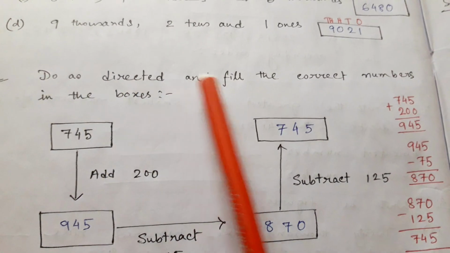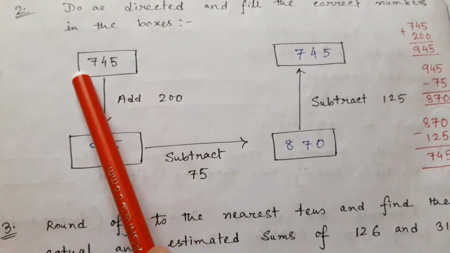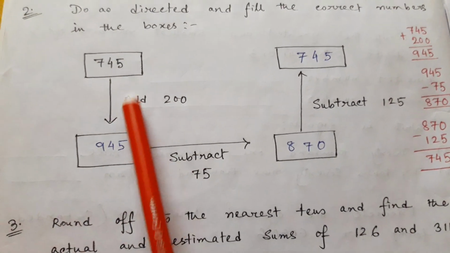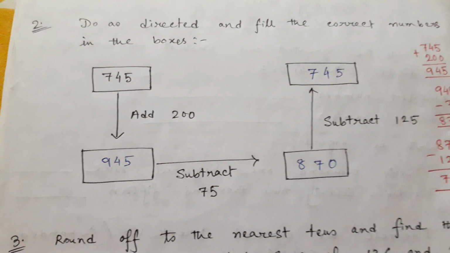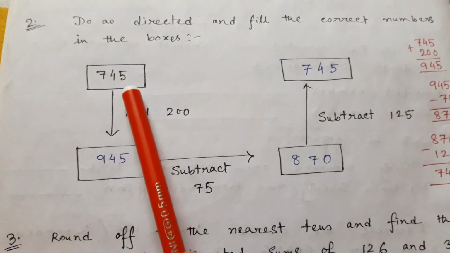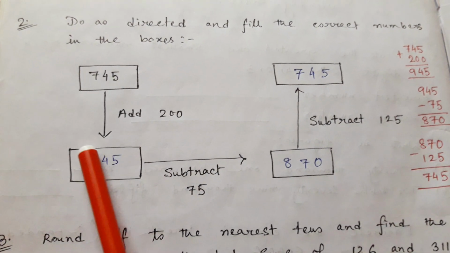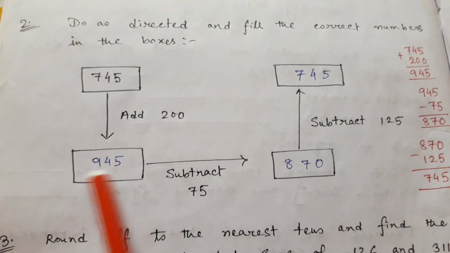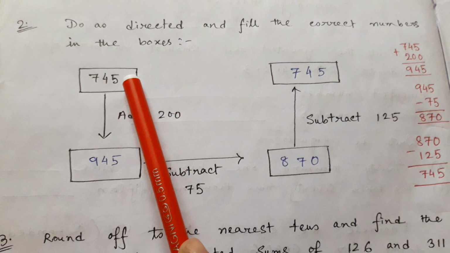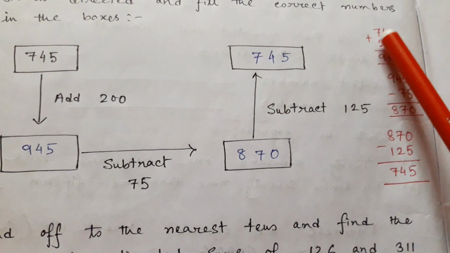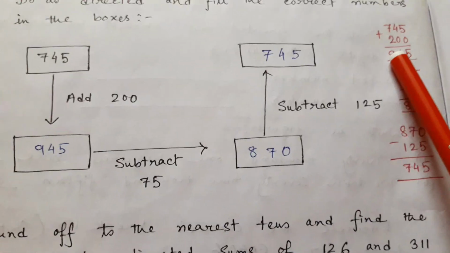Next one, do as directed and fill the correct numbers in the boxes. So only one number is given, 745, and you have to fill the boxes by the direction. Okay, so first one we have 745 and the direction is add 200. To get this required number in this box, we have to add 200 with this number. Okay, so in the rough just add 745 with 200, that is 945.